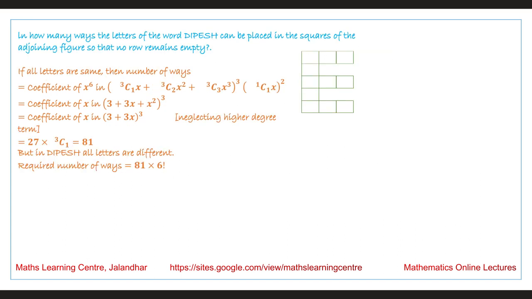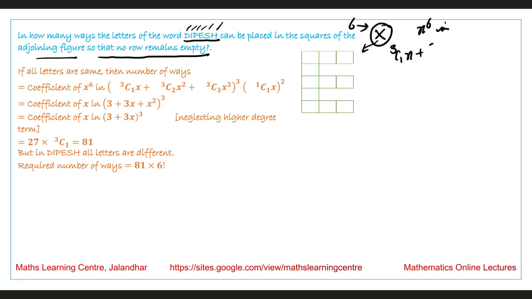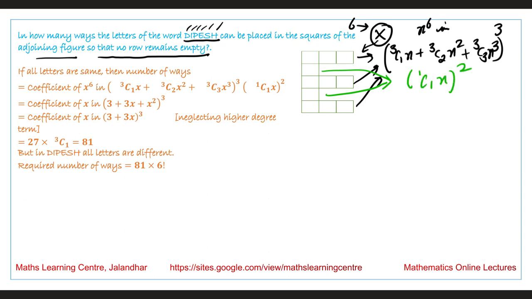Next: in how many ways can the letters of the word D, I, P, E, S, H be placed in the squares of the adjoining figure so that no two rows remain empty? Suppose a letter x is to be placed over here, and we have 1, 2, 3, 4, 5 and 6 letters. If we have 6 x to be placed in this, then the number of options is the coefficient of x raised to the power 6 in 3c1 x plus 3c2 x square plus 3c3 x cube, corresponding to the first and third, we have cube over here, and corresponding to these two, we will have the term 1c1 x square.